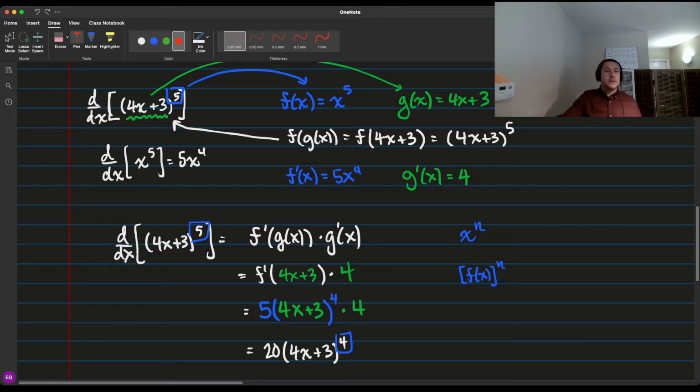Other questions about identifying f and g, figuring out f prime or g prime, plugging it into the formula.